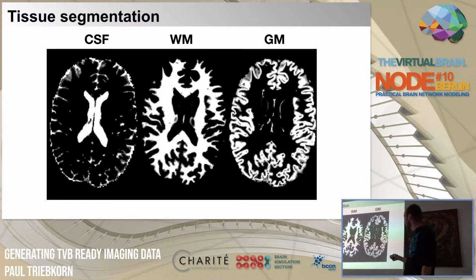I want to say here already that this tissue segmentation is very important for the tractography. I have another image later, but we use this to constrain our streamlines. What we basically want is to reconstruct streamlines only in the white matter.